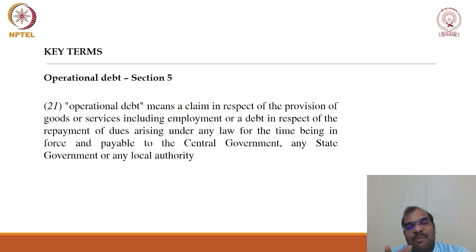Whenever I am doing some operations, if any liability arises, that is called operational debt. So operational debt means a claim in respect of the provision of goods or services. Let us take the example: I am purchasing goods, or someone else is rendering services to me. Then I am supposed to pay something, and this liability is called operational debt.